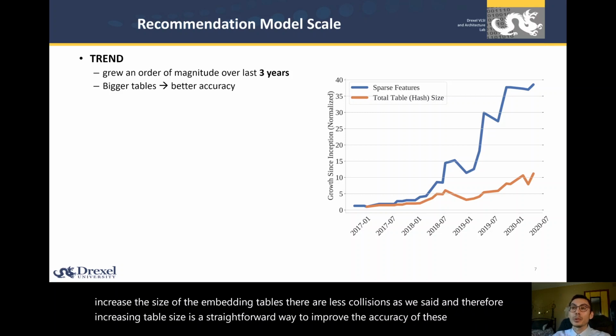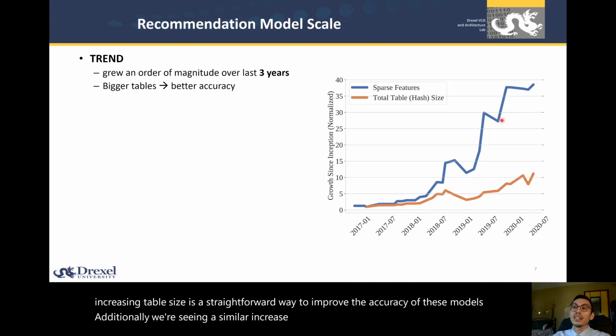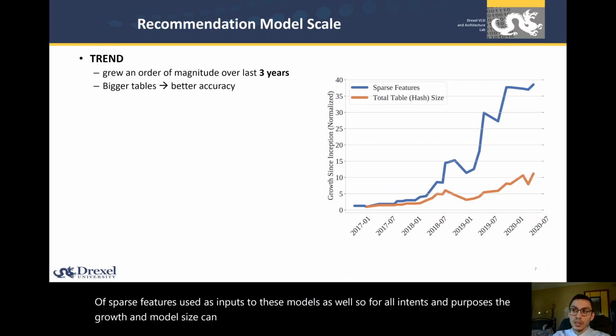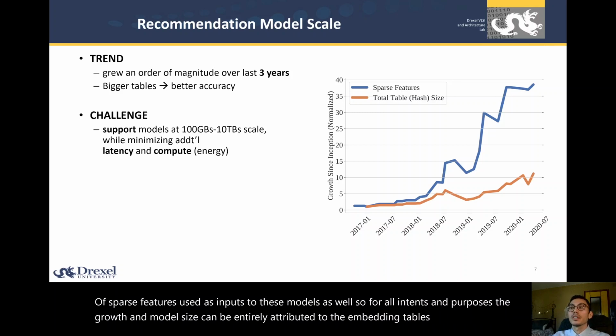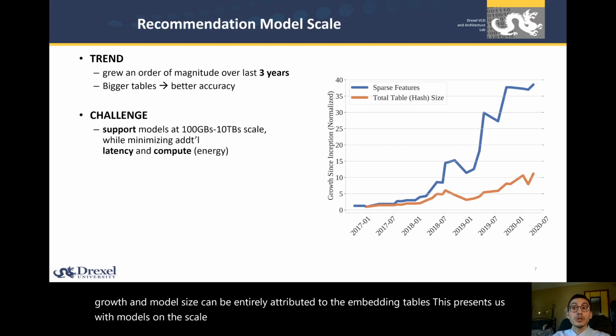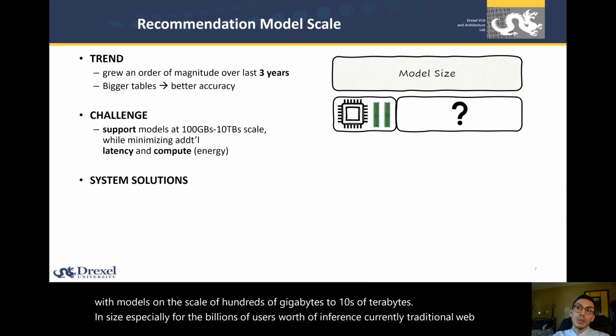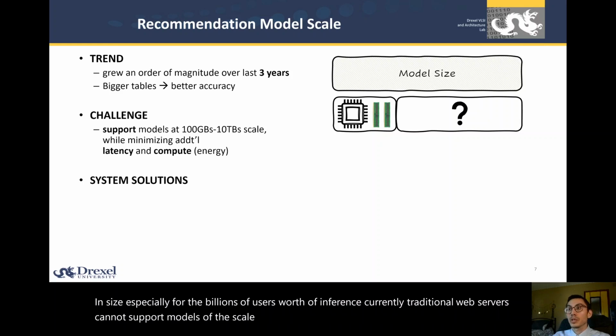Additionally, we're seeing a similar increase in the number and variety of sparse features used as inputs to these models as well. So for all intents and purposes, the growth in model size can be entirely attributed to the embedding tables. This presents us with models on the scale of hundreds of gigabytes to tens of terabytes in size, especially for the billions of users worth of inference. Currently, traditional web servers cannot support models of this scale. And for a number of reasons, recommendation is usually served on CPU.